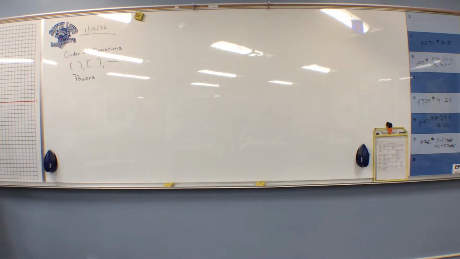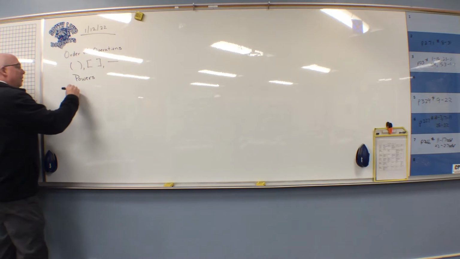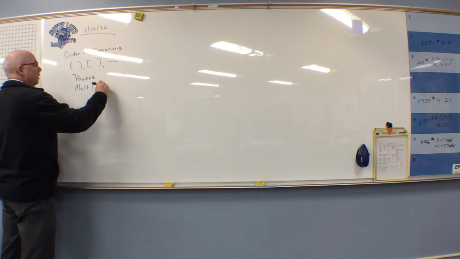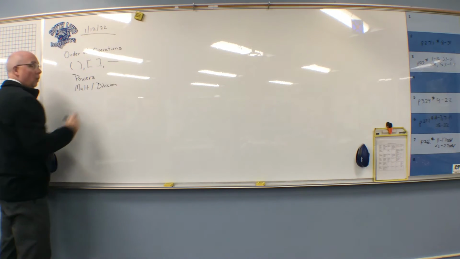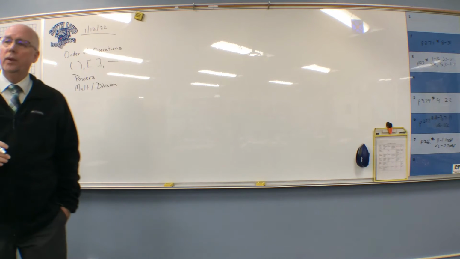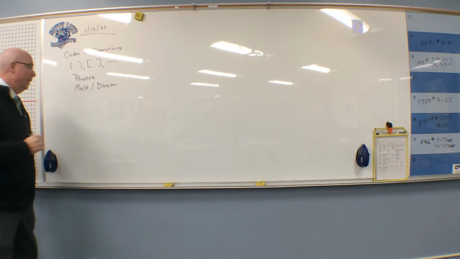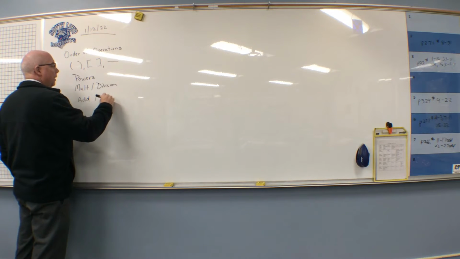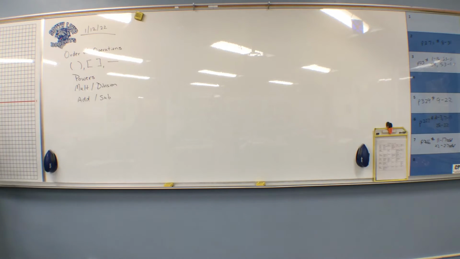The next one, multiplication and division. And which one's done first? Either one. We read them left to right. They are equals. And the last one is addition and subtraction, and once again, they are equals. We do them left to right. So in a problem, the first thing we do is parentheses. The next thing we do is powers, multiplication, division, addition, subtraction.